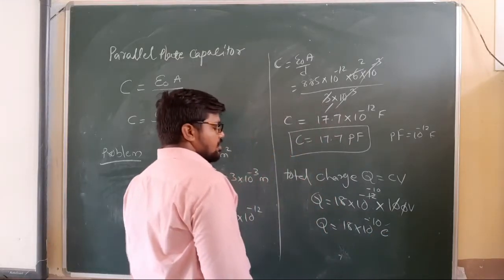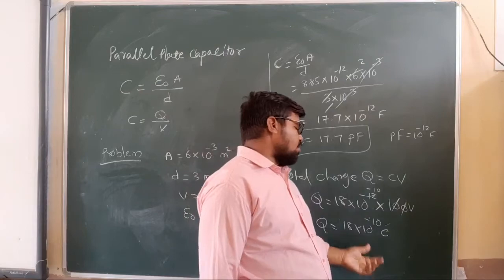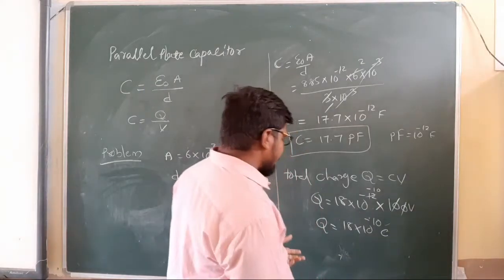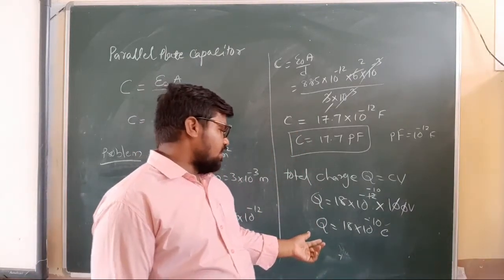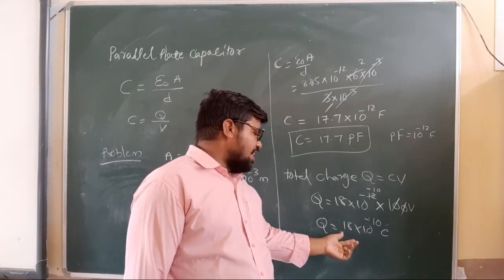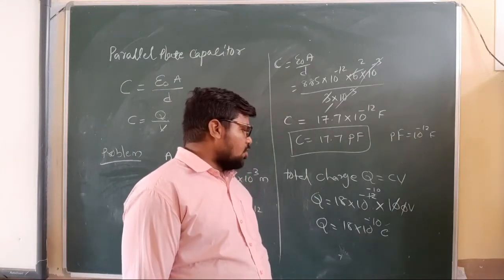The net charge present in the capacitor, Q is equal to 18 into 10 power minus 10 coulomb.